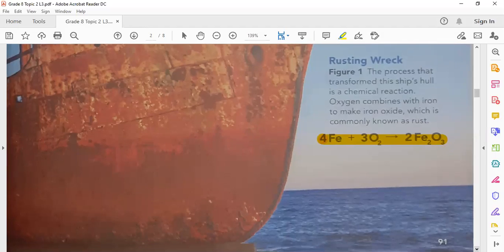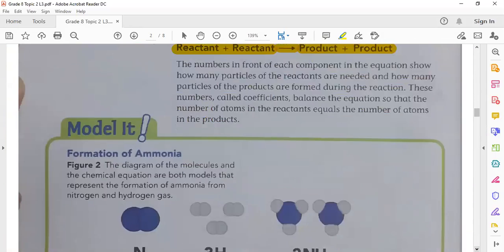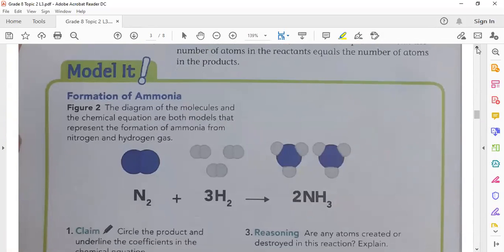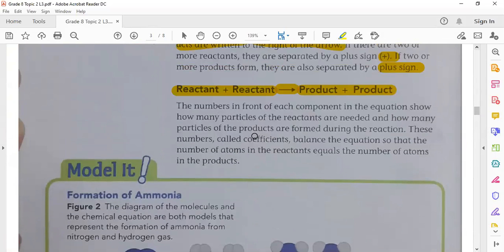Look at this paragraph. The numbers in front of each component in the equation show how many particles of the reactants are needed and how many particles of products are formed during the reaction.